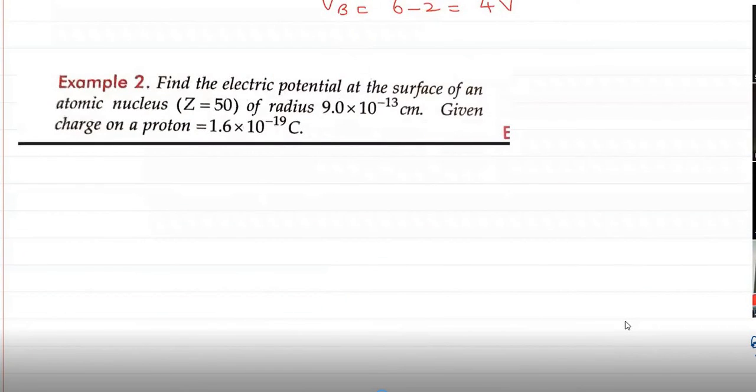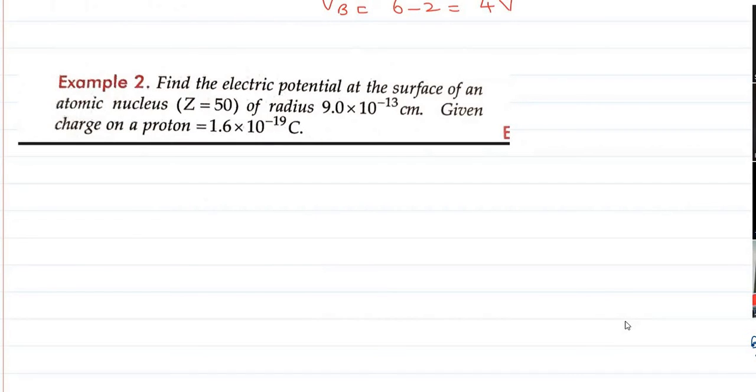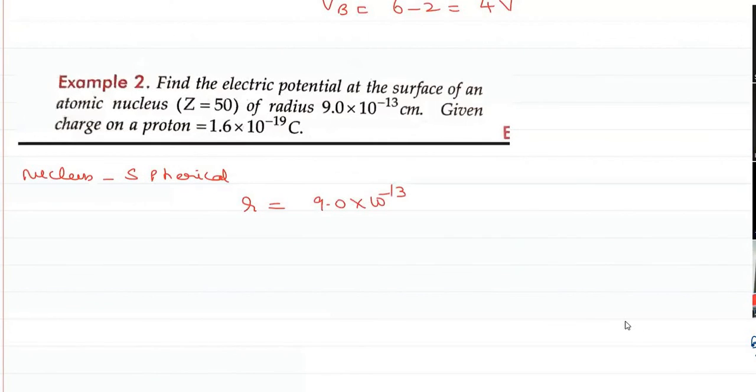This is given, the charge is given. So how to find out the electric potential at this surface? How will you do it? Nucleus is spherical in nature. That is what we consider, right? Nucleus is spherical in shape. So if it is spherical in shape, the radius is given as 9 into 10 to the power minus 3 centimeter. You have to convert into meter. That is 10 to the power minus 15 meter.